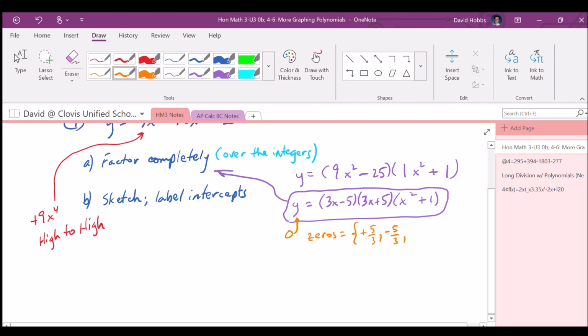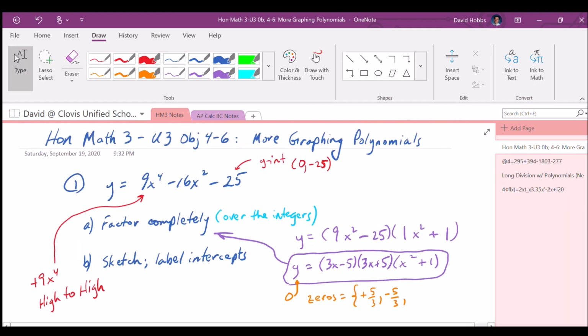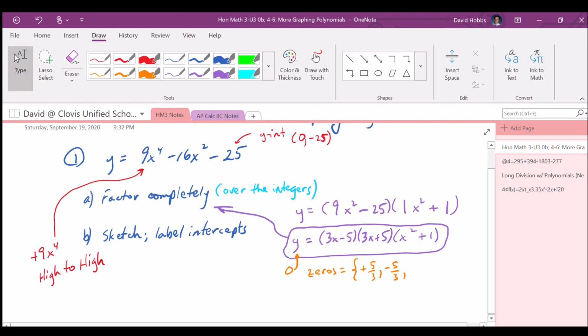It doesn't factor over the integers, but also remember the degree on this function, the original function, is a 4th degree, which means there are 4 roots, 4 zeros. Does that mean that there's 4 x-intercepts? No, not necessarily. But there are 4 roots or 4 zeros for the function. We found 2 of them so far, plus and minus 5/3.